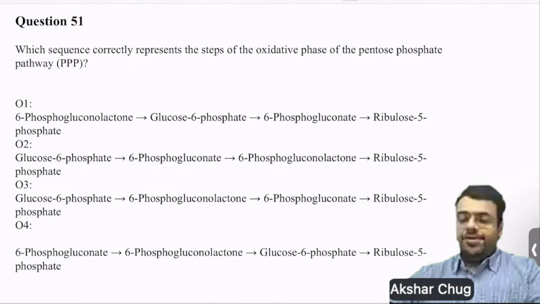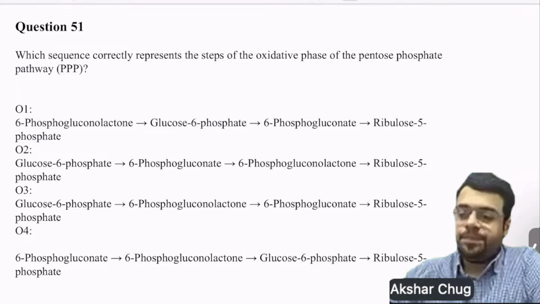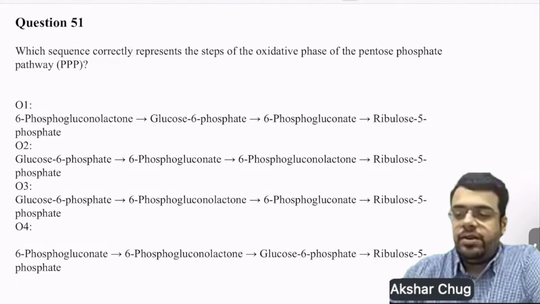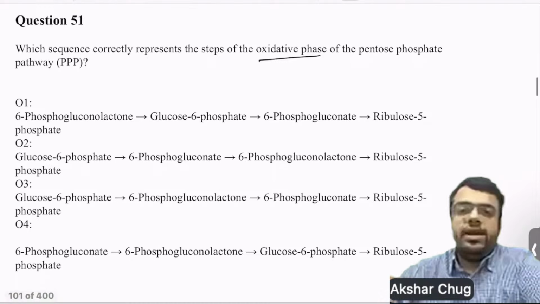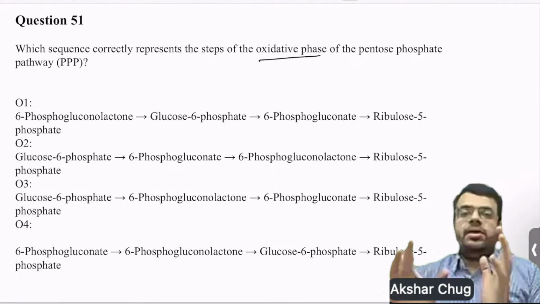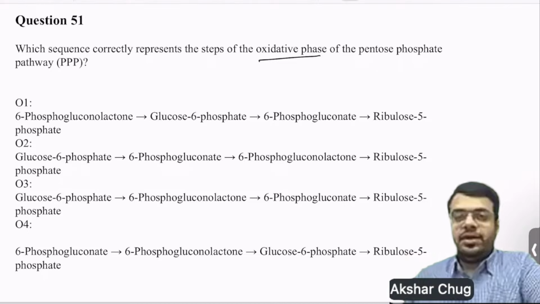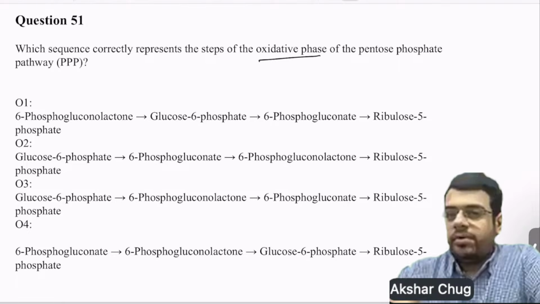Hello everyone, welcome back, and let's continue with the review. So starting with question number 51, which sequence correctly represents the steps of the oxidative phase of the pentose phosphate pathway? Now, the oxidative phase is the first half, and the non-oxidative phase is the second half. The non-oxidative phase has usually reversible steps, whereas the oxidative phase has non-reversible steps.